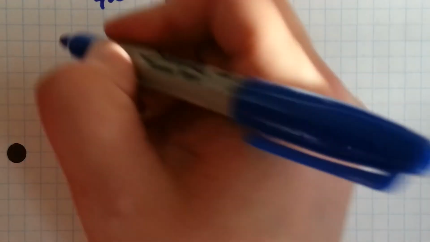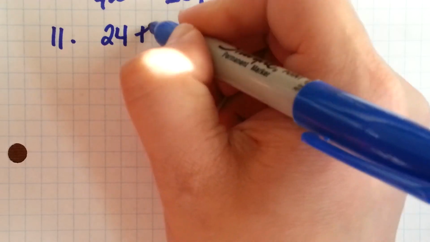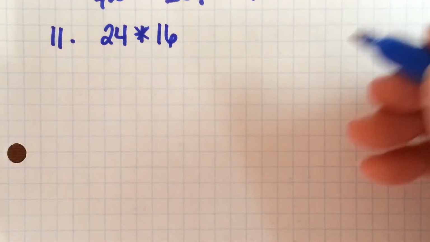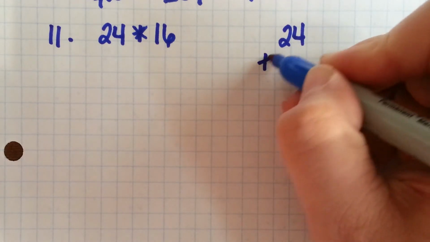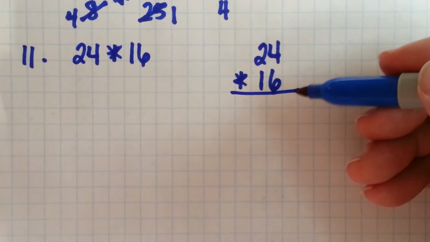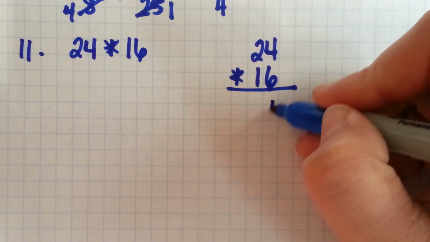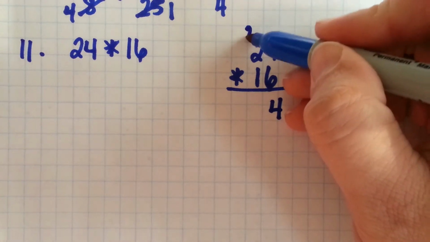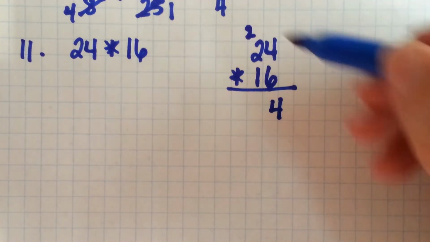For problem 11, we have 24 times 16. Once again, you guys generally prefer to do your multiplying vertically, so we'll write it like this. I'm going to take the 6 and multiply times everything on top. 6 times 4 is 24, so we write down the 4 and carry the 2. 6 times 2 is 12, plus 2 is 14.